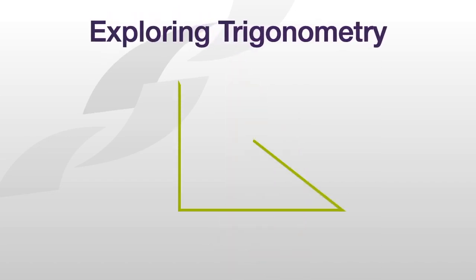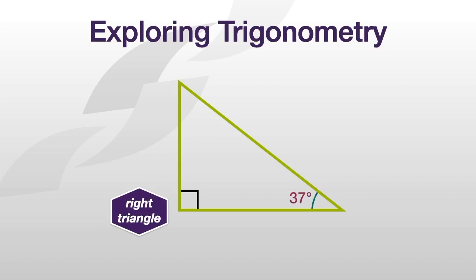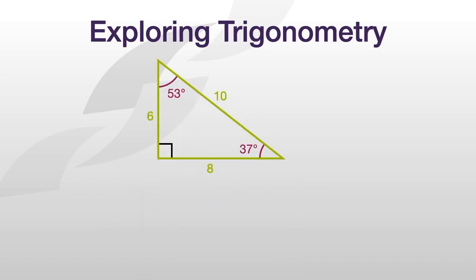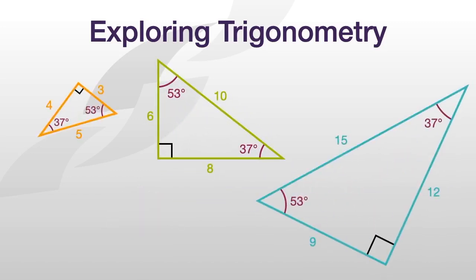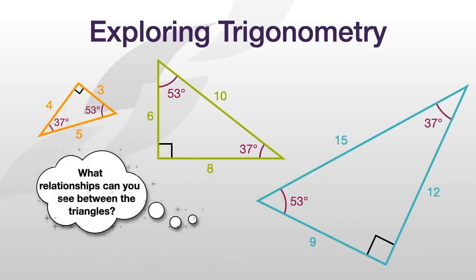As was said, we use trigonometry to measure triangles, and in grade 10 we measure right triangles specifically. In a triangle, we can measure its angles and its side lengths. To begin our exploration of trigonometry, take a look at these three triangles. What do you notice? What are some relationships you can see?